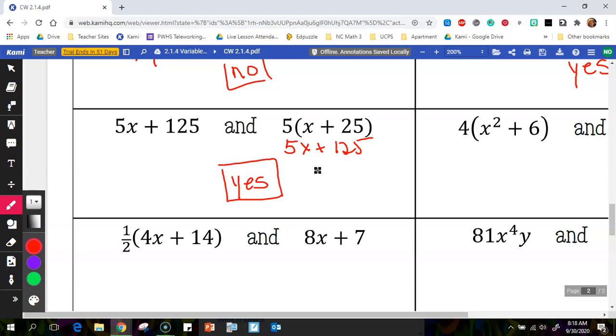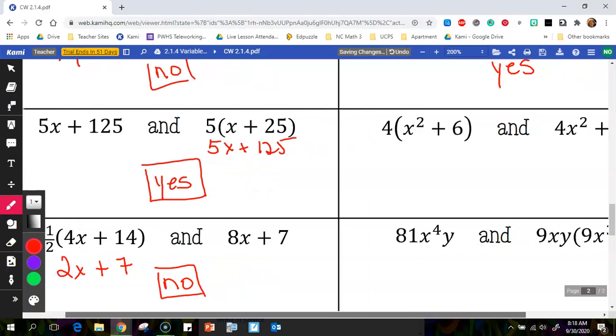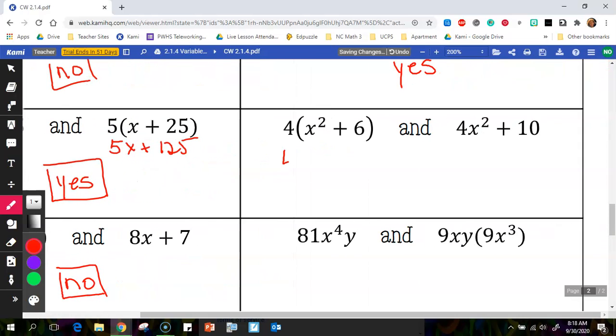Let's look at this one down here. 1/2 times 4, that's the same thing as 4 divided by 2, so that's 2x, and that's plus 7. This would be a no. And then 2 more. This would be 4x squared plus 24. This is a no.